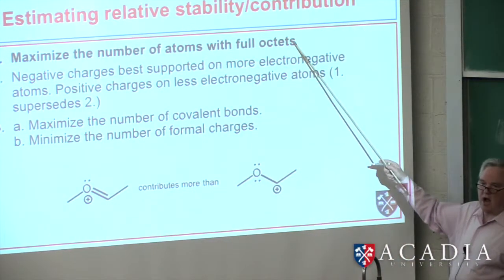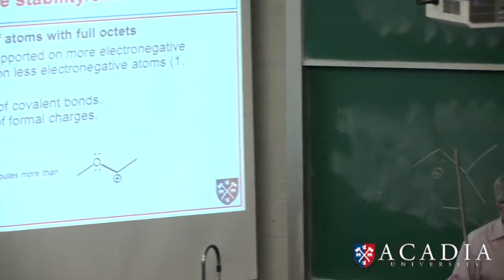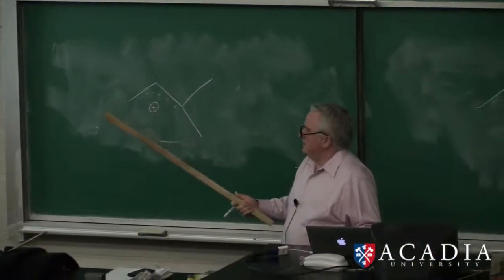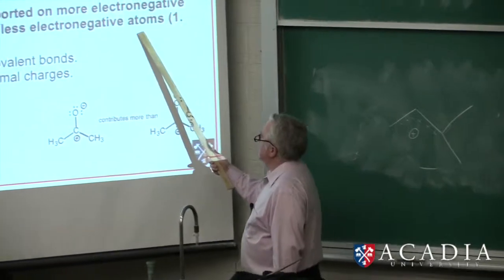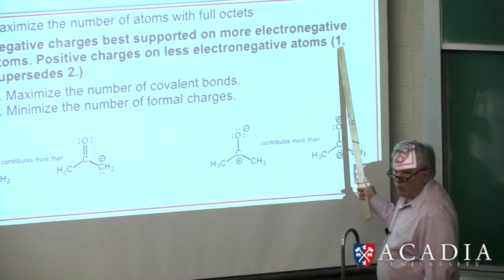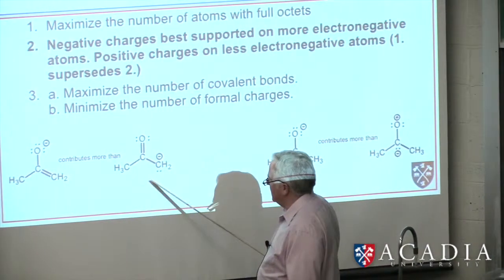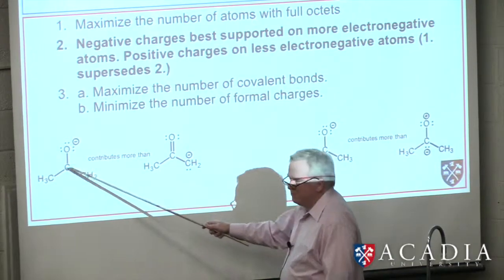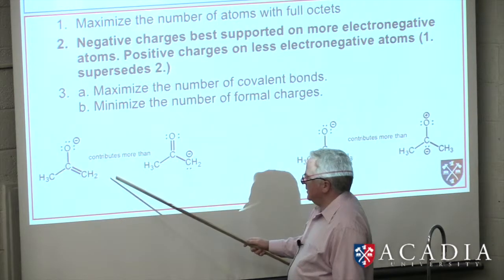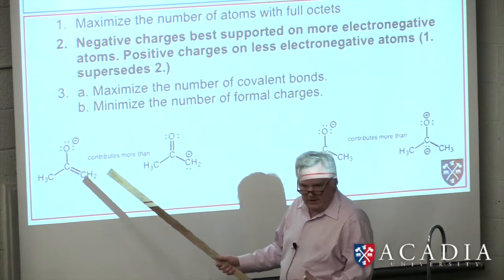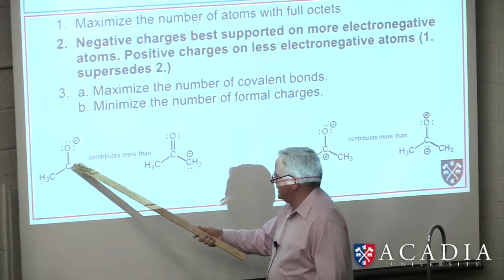So these are kind of in order of priority. This rule supersedes the rules that come underneath it. The next one says negative charge is best supported on more electronegative atoms, positive charges on less electronegative atoms, but then I tell you that 1 supersedes 2. So in this case, we actually have an octet around these 2 carbons in both resonance structures. Okay, so which one? We can't use the first rule in this instance because they both have an octet around the carbons and these carbons.